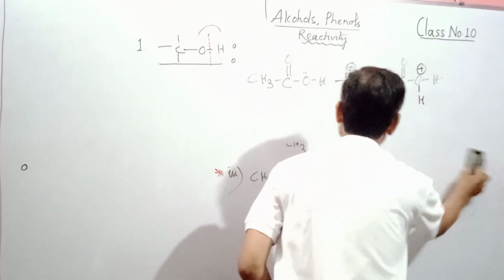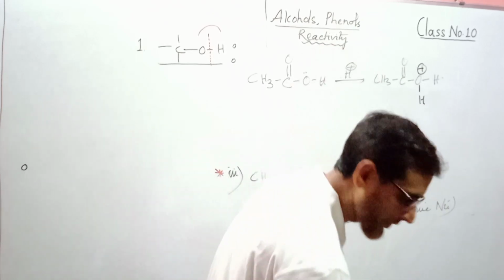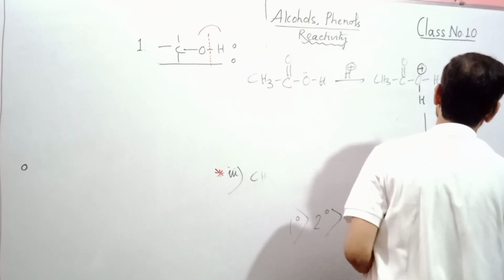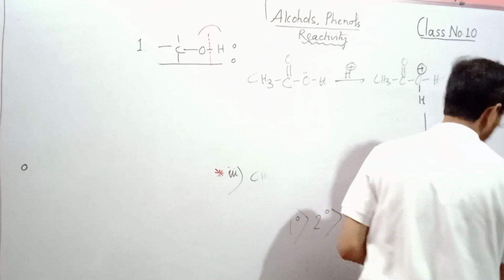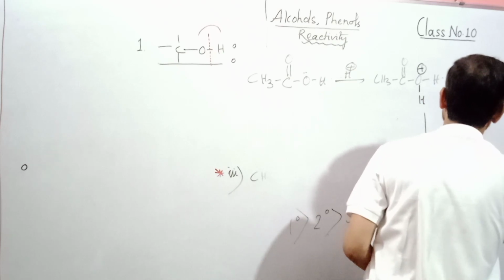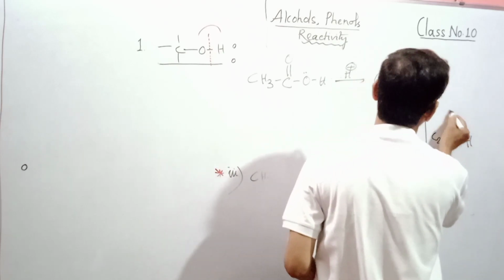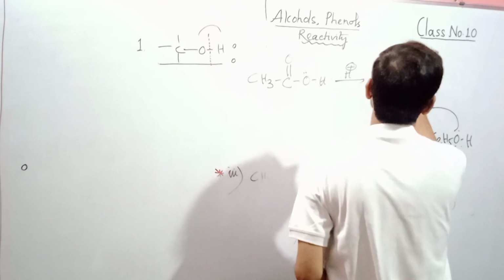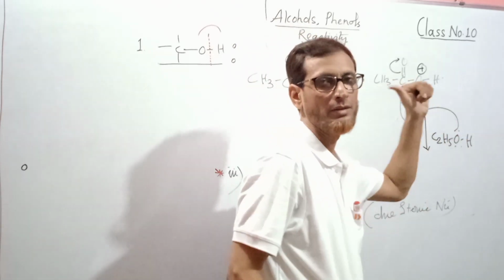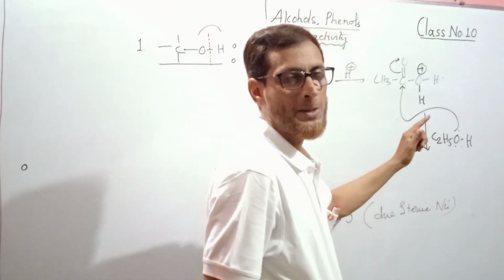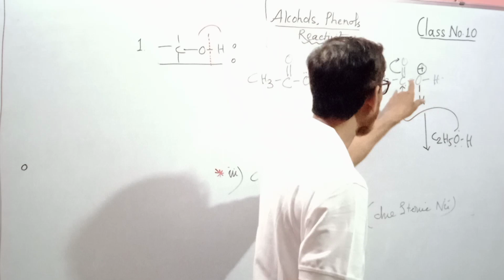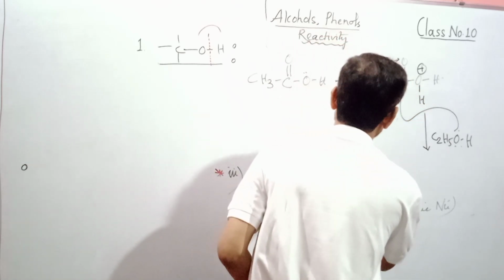So the next part is nucleophilic attack. Ethanol is acting here as the nucleophile. In the last class I told you, when a nucleophile attacks, it gets attached. Am I right? If a base is there, it abstracts. Here the nucleophile is attacking, so it will get attached to that carbon.